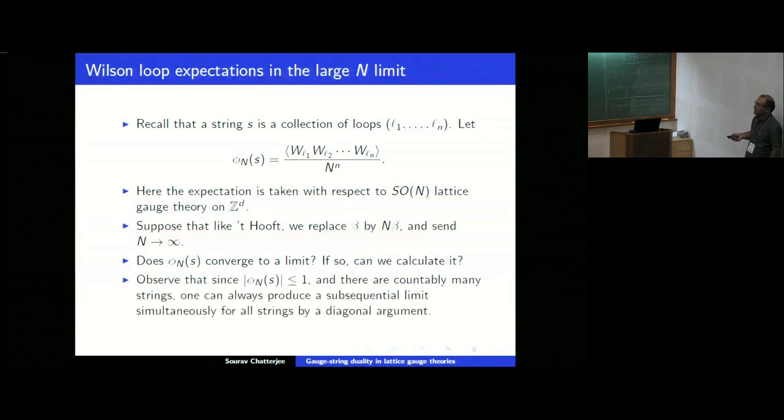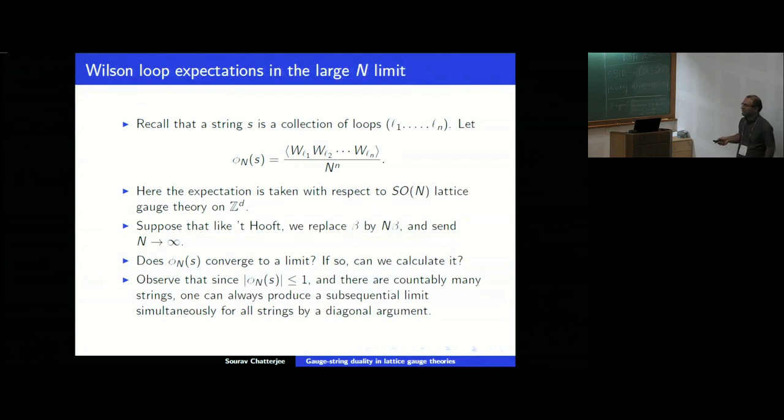So note that this is always bounded by 1, because these are traces of N by N unitary matrices, and so these are all bounded by capital N. And therefore, when you divide by capital N to the little n, you get something bounded by 1. Remember, capital N was the dimension of the matrices, so these are N by N matrices, and little n is the number of loops that you're taking. So this thing is always bounded by 1.